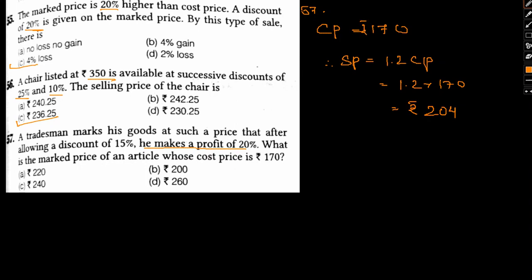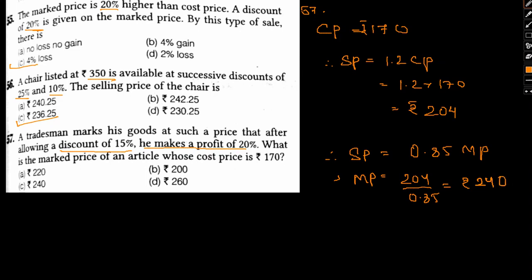Now we have been provided a discount of 15%. So therefore mark price will be: selling price will be 15% discount, that is 0.85 of mark price. So therefore mark price can be written as 204 by 0.85, or rupees 240. 240 will be our answer.